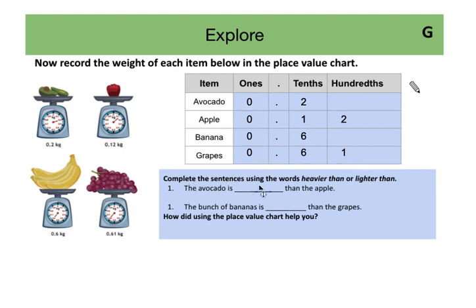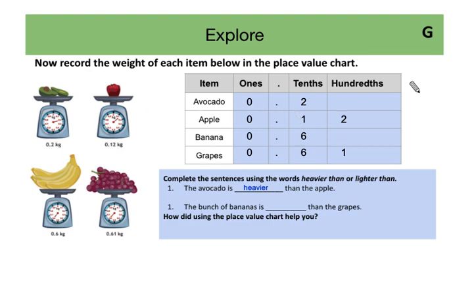Now, which wants us to complete these, we're using the word heavier or lighter. The avocado is blank than the apple. So if we look at the avocado and the apple, well, you see a 2 here, right? And you see a 12 here, but don't forget the 2 is in the tenths place. So the avocado is heavier because we have 2 in the tenths place while we only have 1 in the tenths place for the apple.